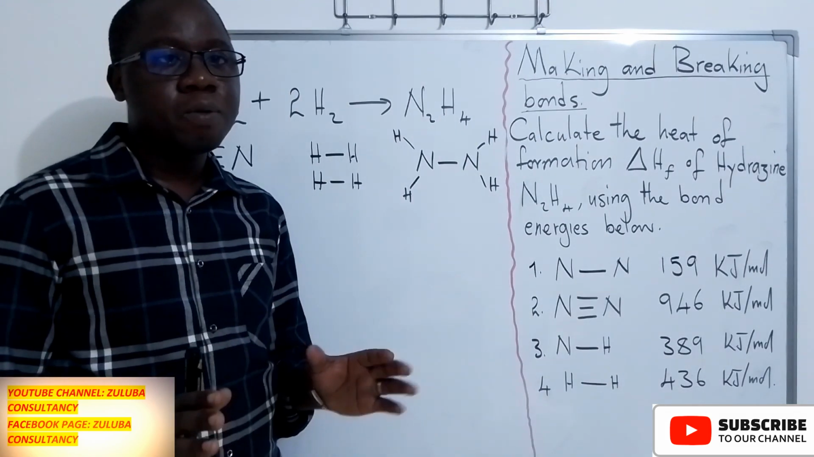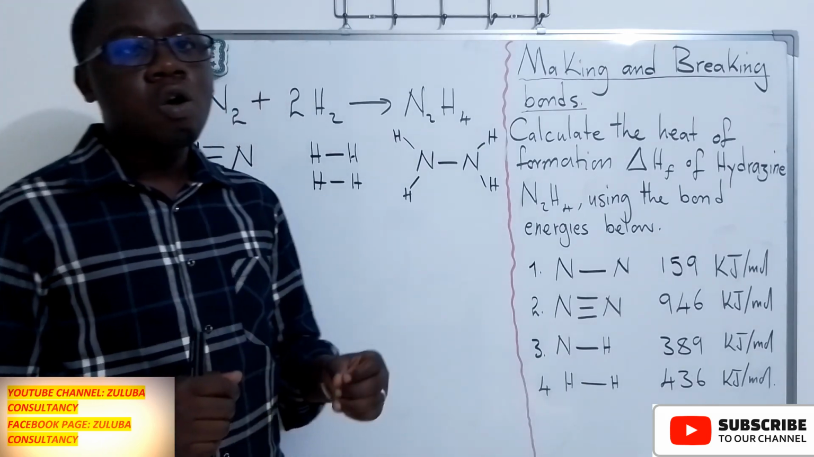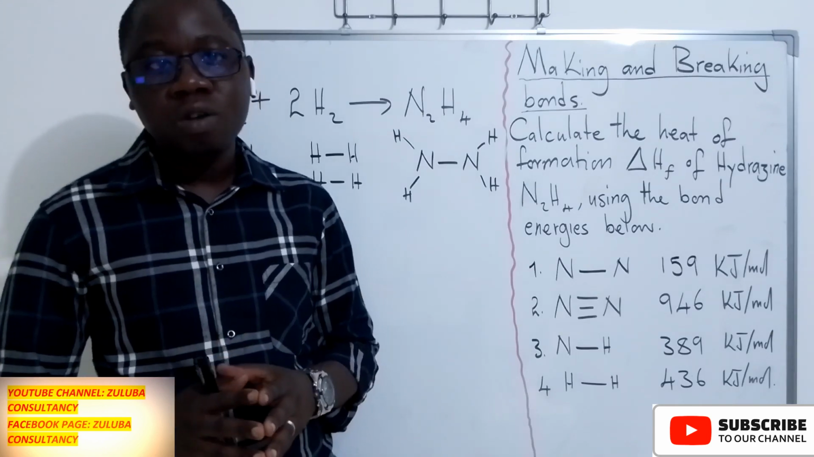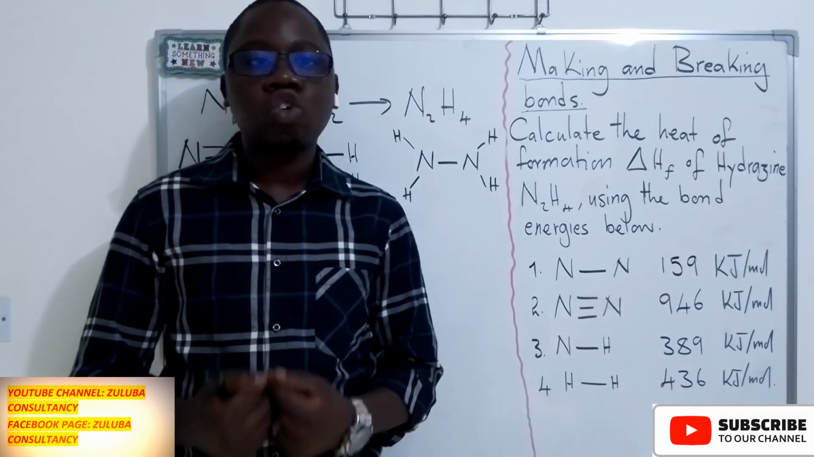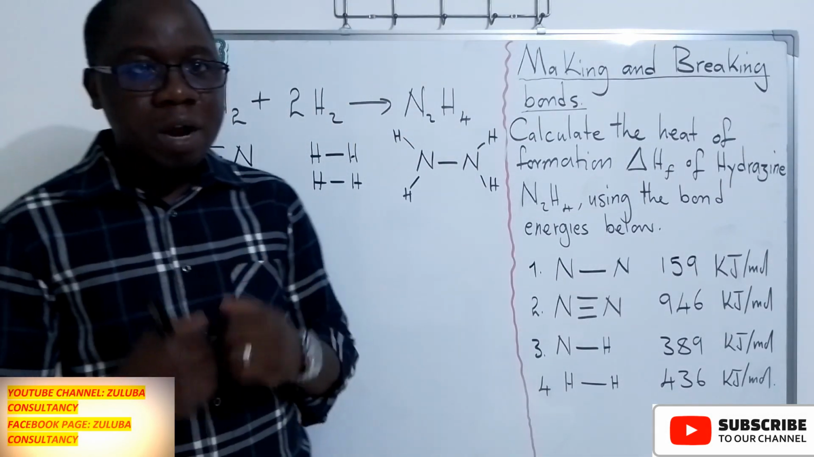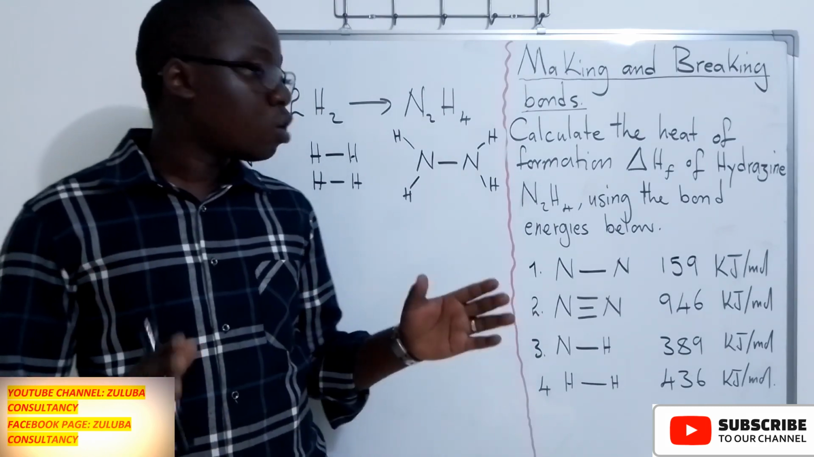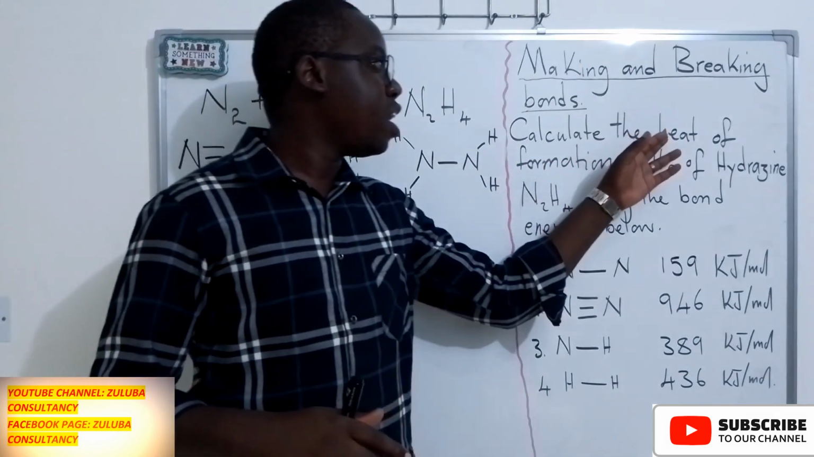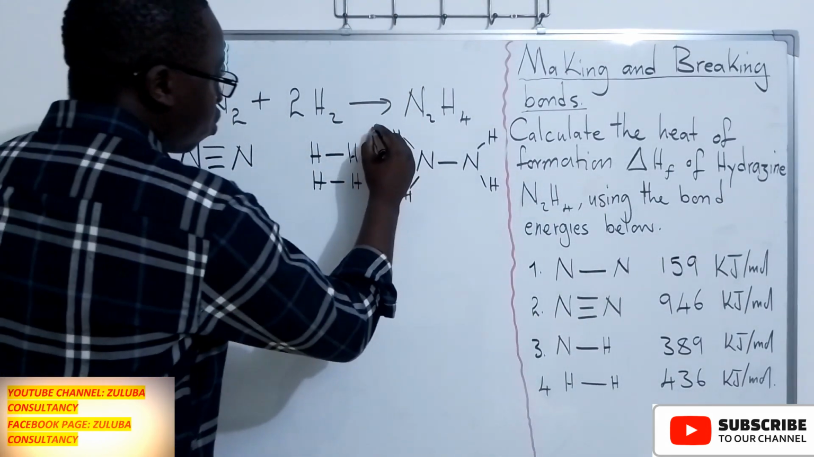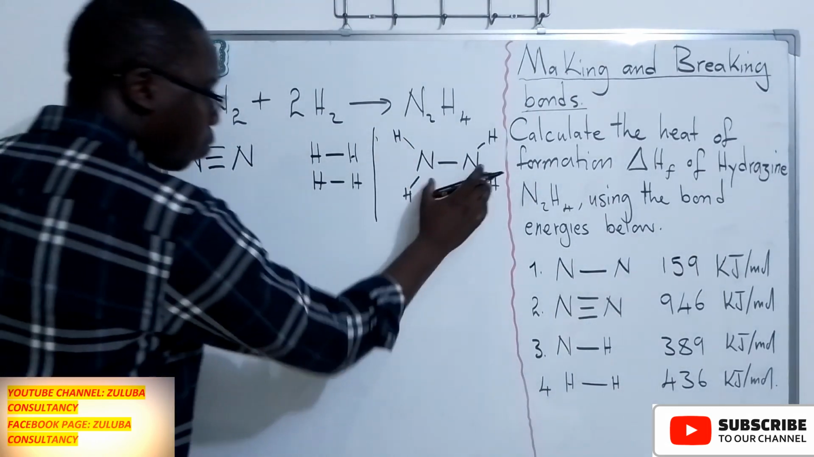The third step is for us to come up with the summation of the energy used to break the bonds and the energy used to make the bonds. The difference between the energy used to break the bonds and the energy used to make the bonds is what we call the heat of formation. So let's look at what we have here. We can divide these into 2: we have reactants here and products.